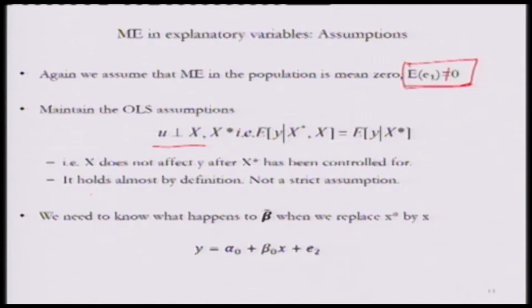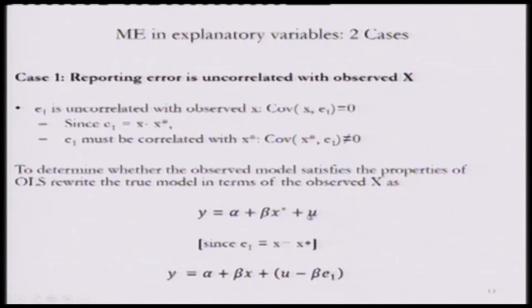It also, when we replace x star by x, so we have this equation instead of the previous equation in x star. And once again, just like before, what we are saying over here is that we need to understand what happens to the estimation of beta when we replace the true x star by x. This is what we are saying. In the previous case, remember what we were saying is that if the measurement error is in y, then what happens to the estimate of beta when we replace the true value of y by the observed value of y.